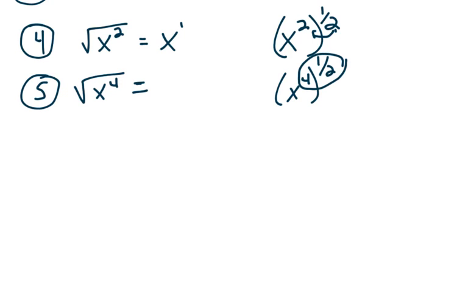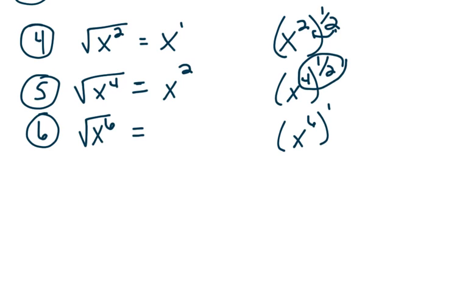Multiply these two. Half of 4 is 2. Let's do one more of these. Let's do the square root of x to the 6th. That's x to the 6th raised to the 1/2. 6 times 1/2, or half of 6, is x cubed.